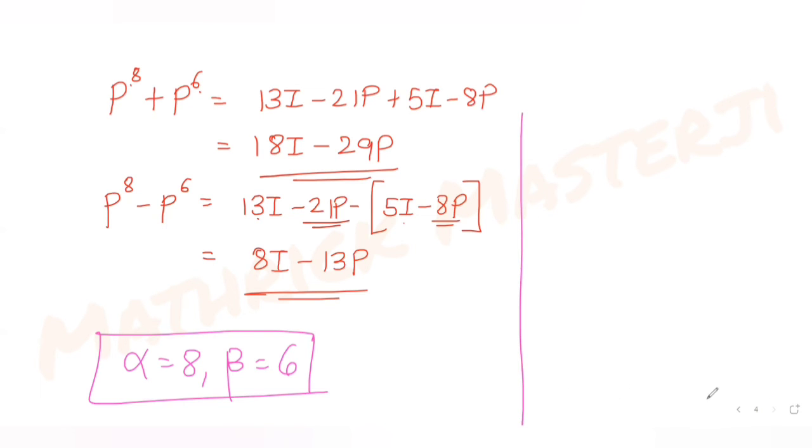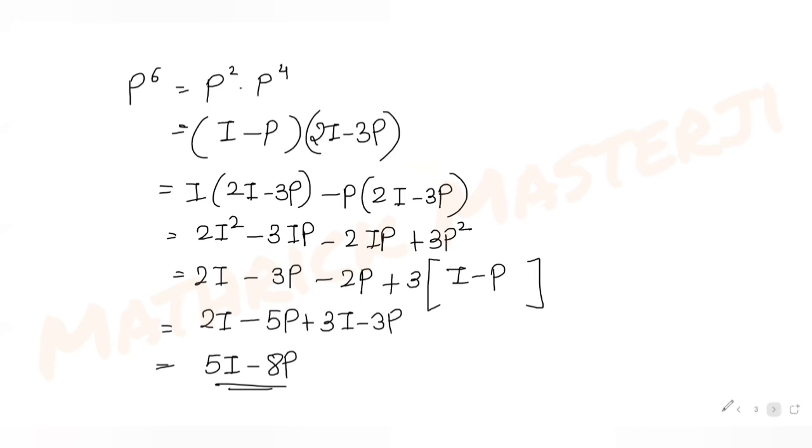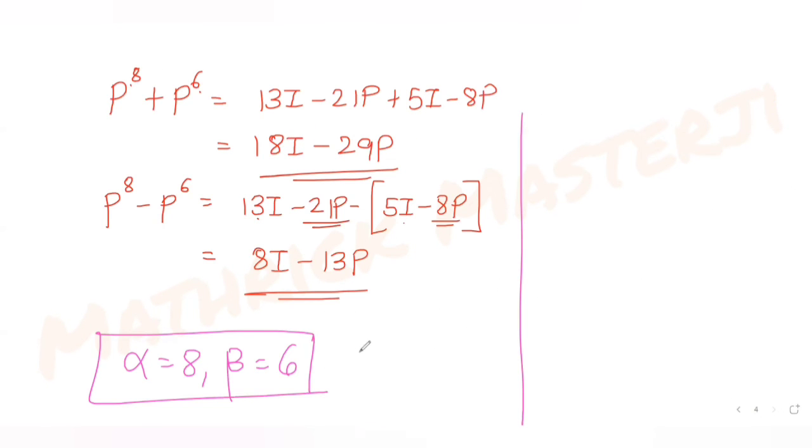Once I get alpha and beta, I have to just figure out the remaining two variables, gamma and delta. With 29, I have gamma. If I compare with 29, I have 18. So gamma becomes 18. And delta, if I figure out, with 13, you have 8. So that becomes 8. So I have alpha, beta, gamma, and delta.